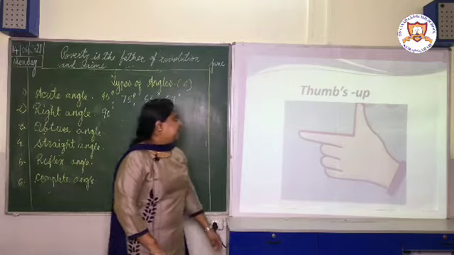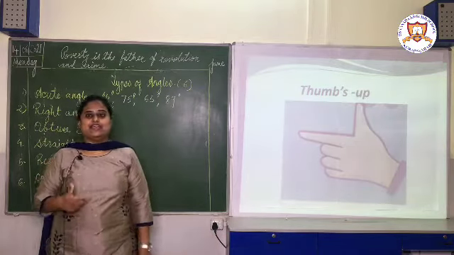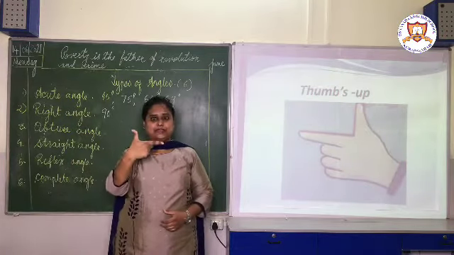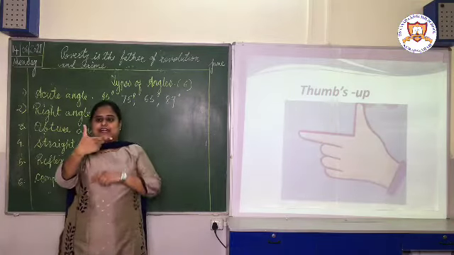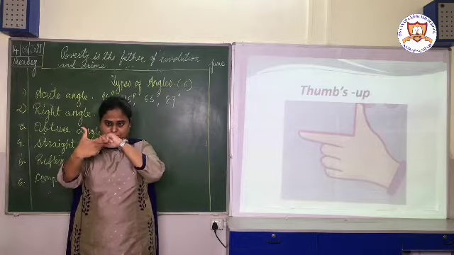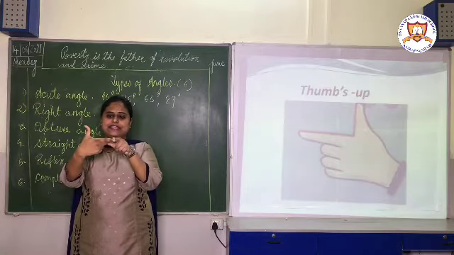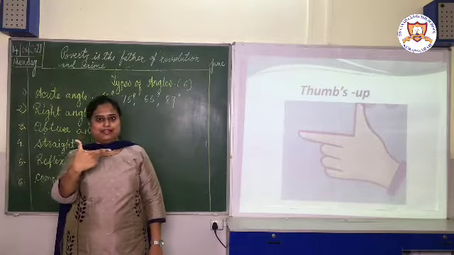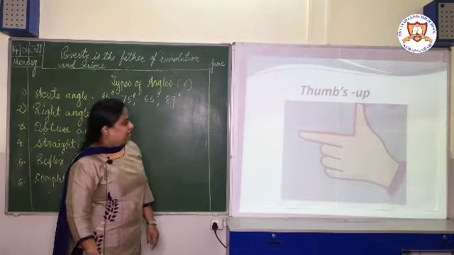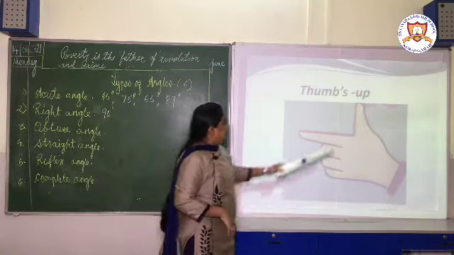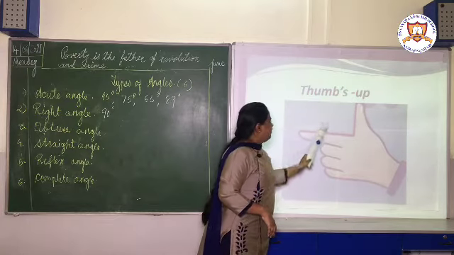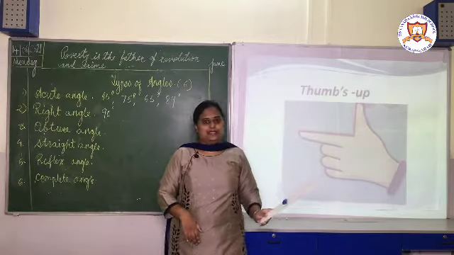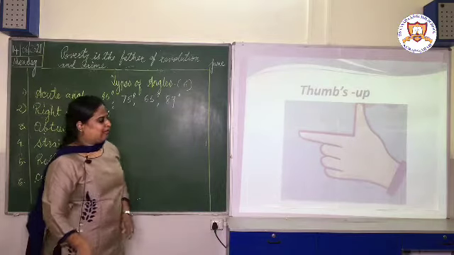We can see this. Then second, it is thumbs up. Whenever someone is doing very nicely, at that time we show them thumbs up. Correct. So now see, thumbs up means the thumb and index finger, in between an angle is formed. That angle is called as right angle. Okay, this is the second example of a right angle. See, the angle formed between thumb and index finger is the 90 degree angle. This is also we can say the right angle.